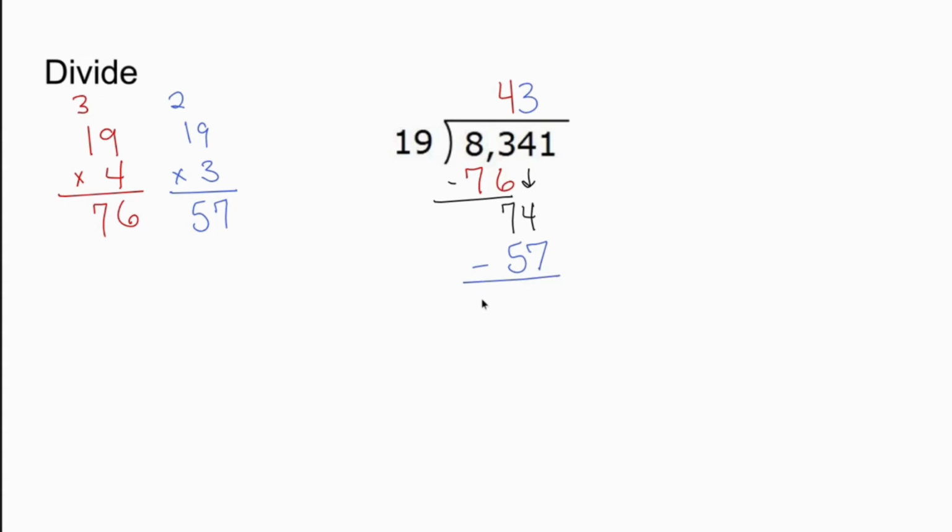Now we subtract. Okay, so 4 minus 7 can't do it. Let's borrow from you, make you a 6, borrow the 1. 14 minus 7 is 7, and then 6 minus 5 is 1. And then we drop down that final number, which is going to be 1.